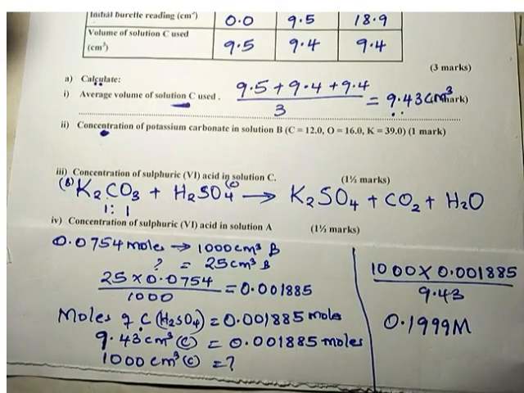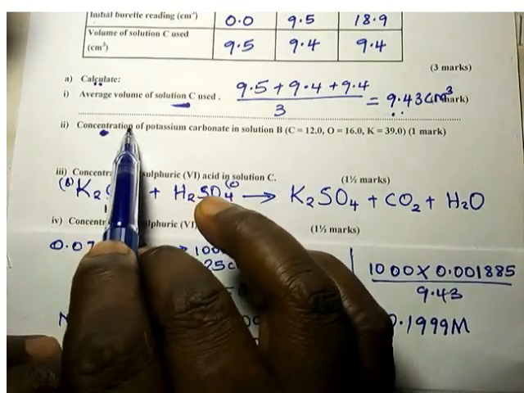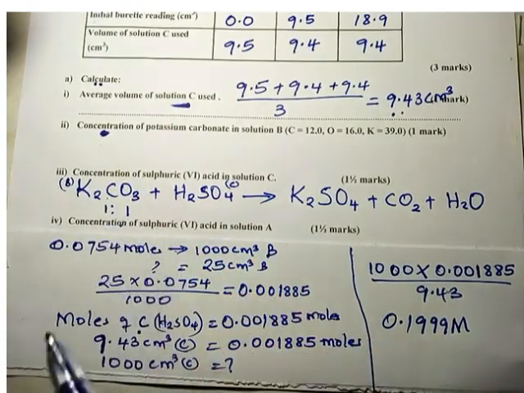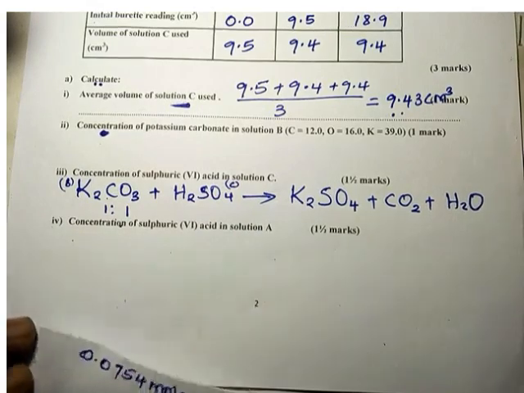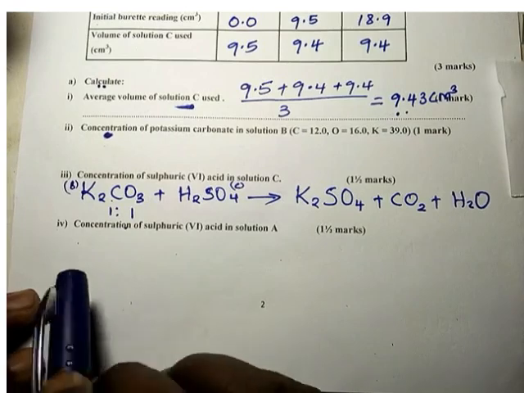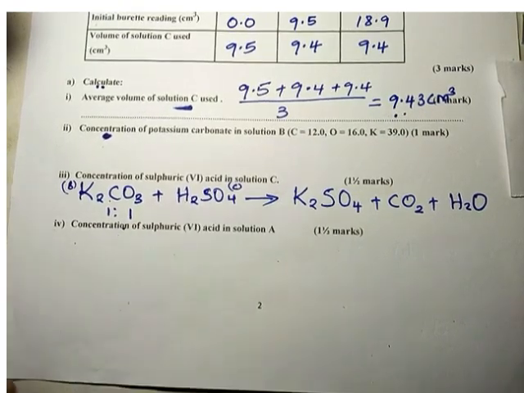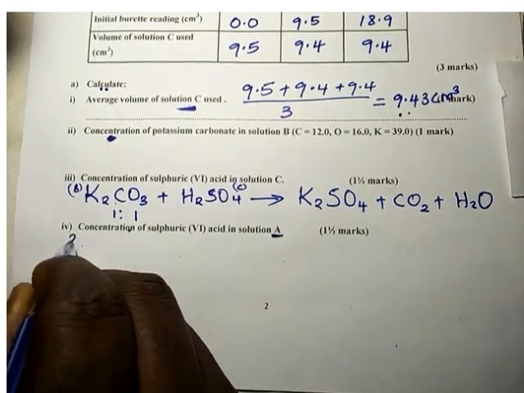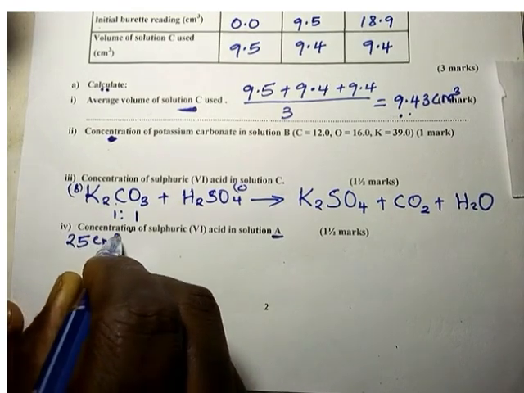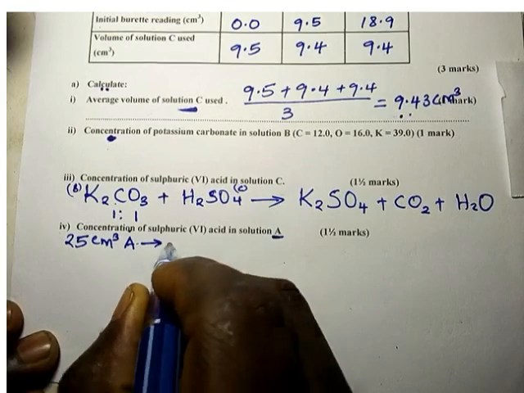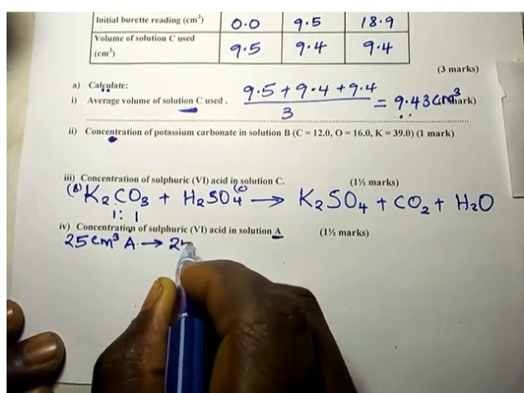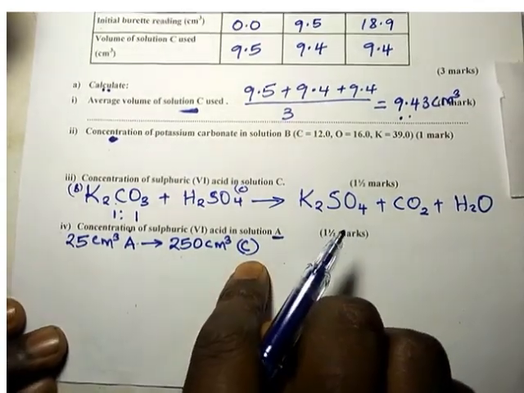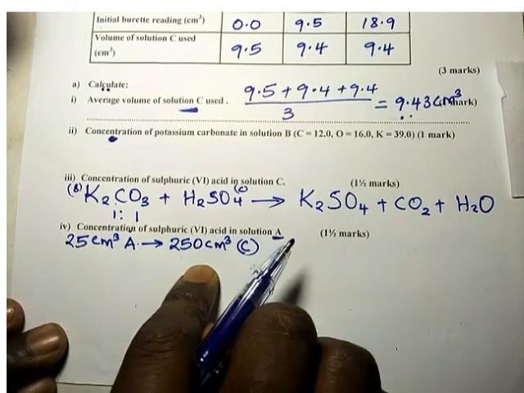Do we understand? In this question, the only thing that was missing is the concentration in moles per liter. Remember that. So let us look at the last question. The last question asks us to calculate the concentration of sulfuric acid in solution A. Remember, solution A is the original sulfuric acid. We took 25 centimeters cubed of A, put it in a volumetric flask, added water up to 250 centimeters cubed, and called that solution C. It is sulfuric acid from A but diluted.